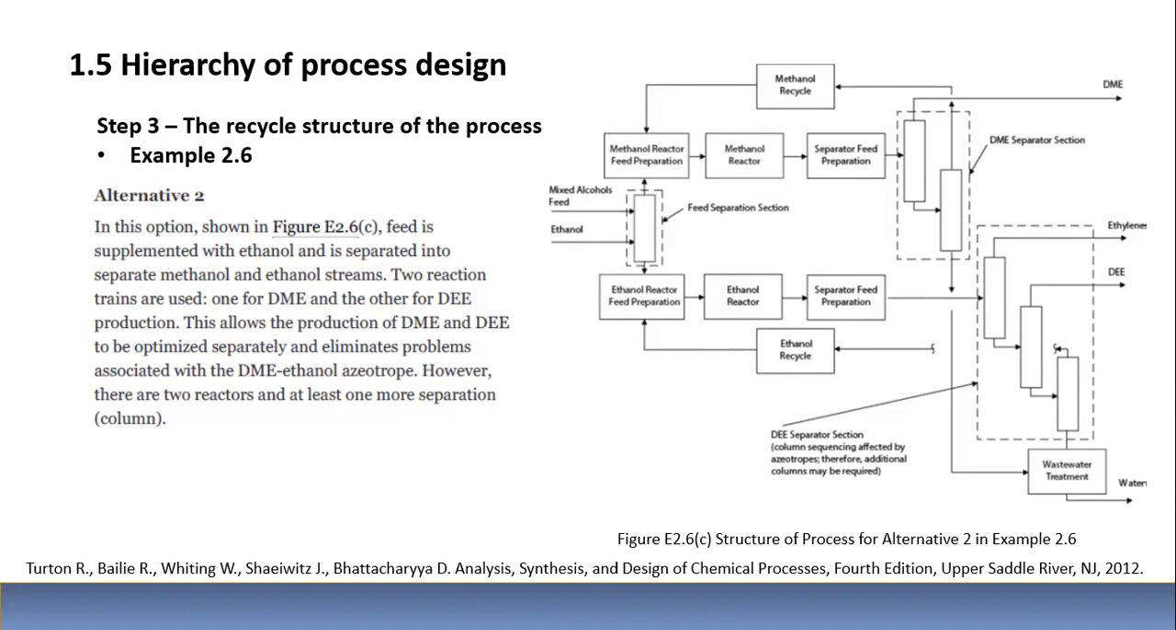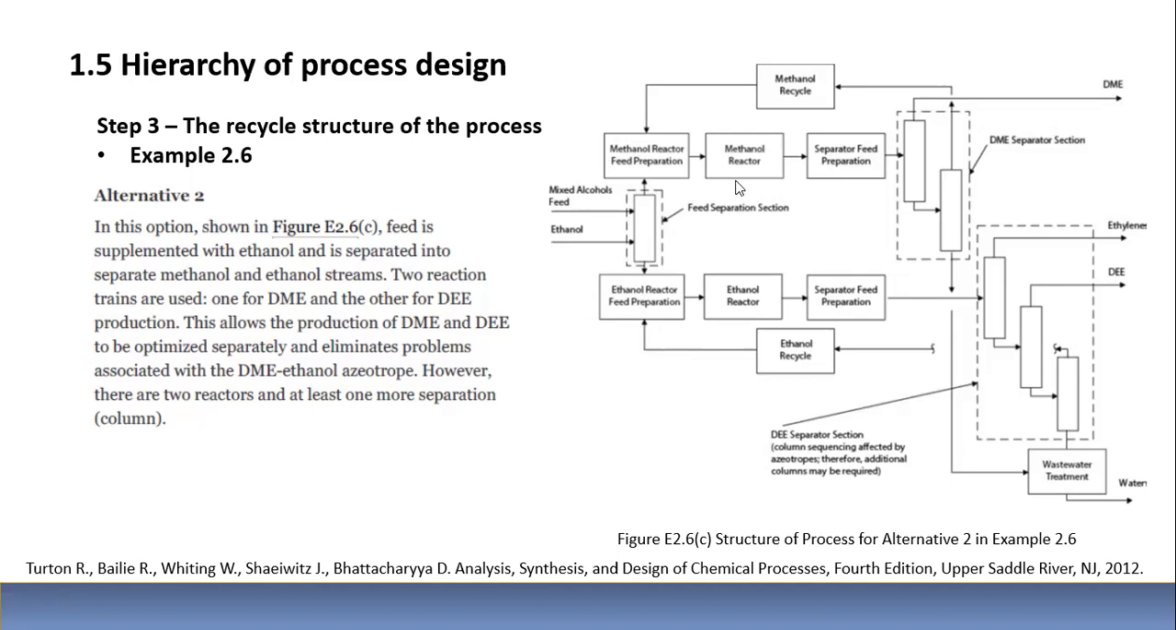Son dos reacciones. Una produce dietiléter y la otra produce etileno. Nos dice, in this option, feed is supplemented with ethanol and is separated into separate methanol and ethanol streams. Eso es lo que podemos ver. Estas son las líneas de metanol y estas son las líneas de etanol. Two reaction trains are used.